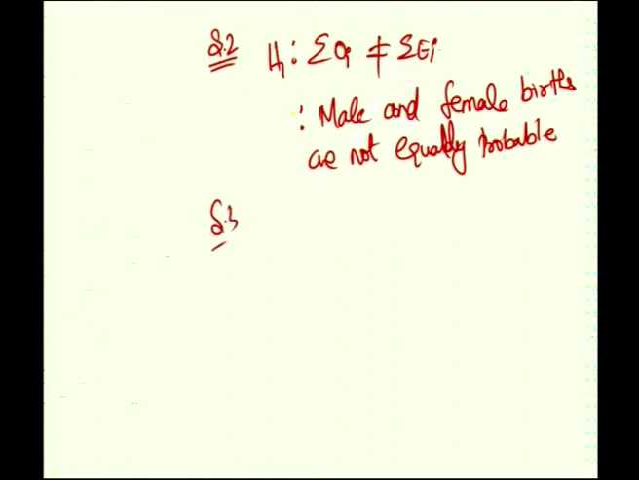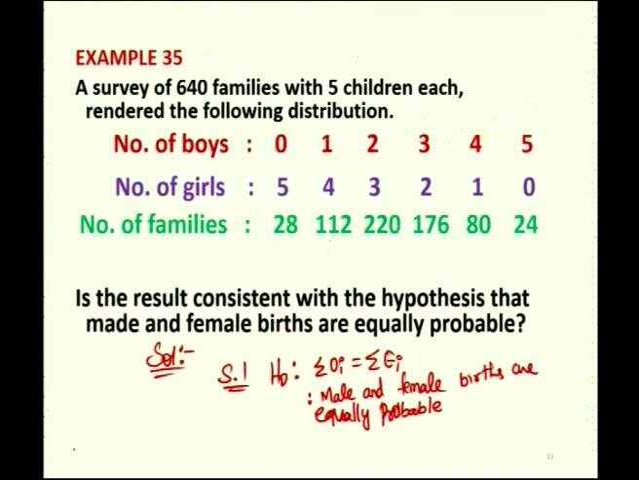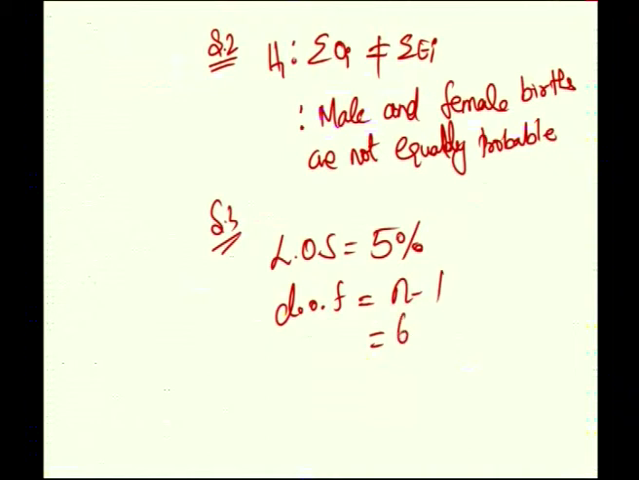Then step 3 is the usual level of significance. Let us fix it as 5% itself, and then degrees of freedom is equal to n minus 1. N is the number of categories. We see how many categories are given. There are 6 categories given, isn't it? Do not decide n by the number of children. Here the number of divisions given is 6. Therefore, our degrees of freedom will be 6 minus 1 is equal to 5.